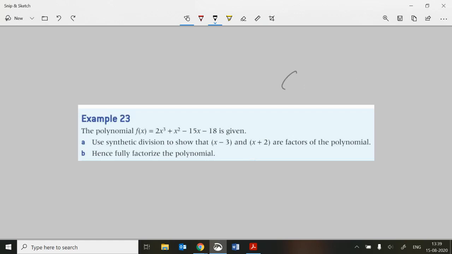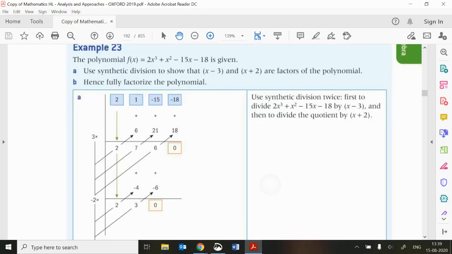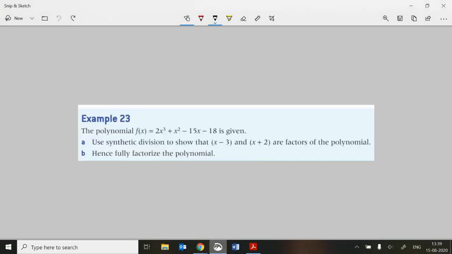Okay, so seeing as they're factors, we should have a remainder equaling 0 when we substitute in, for example, 3. Now, I'm going to do this in the same order as the book. The order which they've done is with this factor first and then divide by this factor. Now, you could do it the other way round and it would also work. But let's do it consistent with the way in which the book does this.